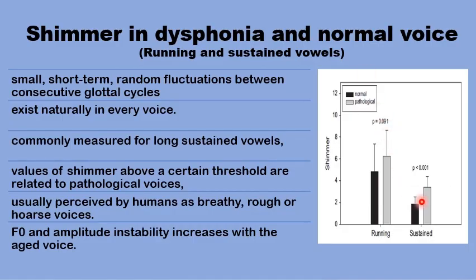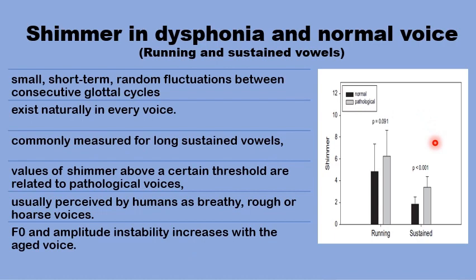A small amount of shimmer can be observed in normal voices even while producing things like sustained long vowels, which is meant to produce the least amount of irregularities in the glottal cycles. These irregularities, the random fluctuations between the amplitudes of the glottal cycles, would increase markedly while producing normal speech or while reading, and also with the aging voice.